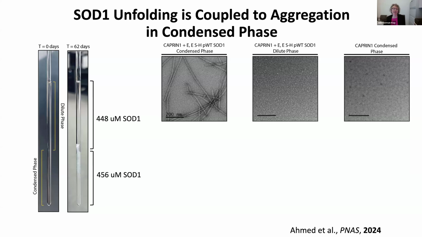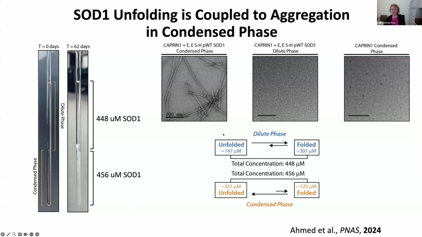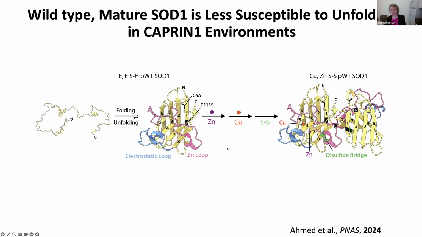You could say that the concentration of SOD1 could drive the aggregation, but in fact, Caprin-1 is concentrated in the condensed phase, but SOD1 has almost identical concentrations. It's not enriched in the Caprin phase, about 450 micromolar, but because of the shift in the conformational equilibrium, we actually have twice as much unfolded state in the Caprin condensed phase as in the dilute phase.